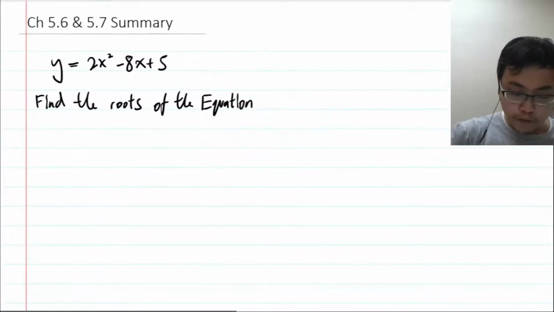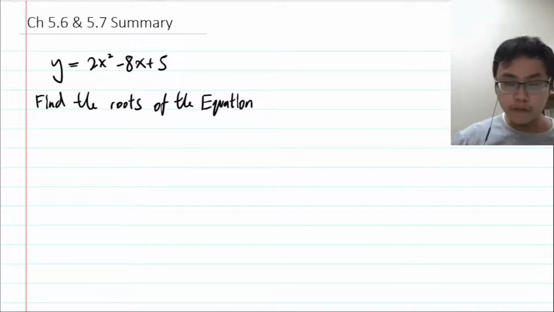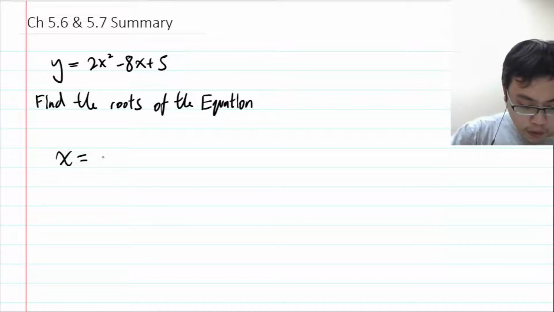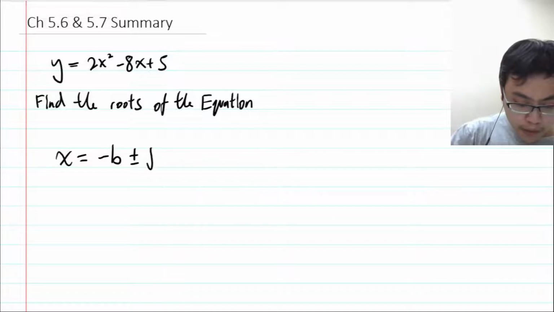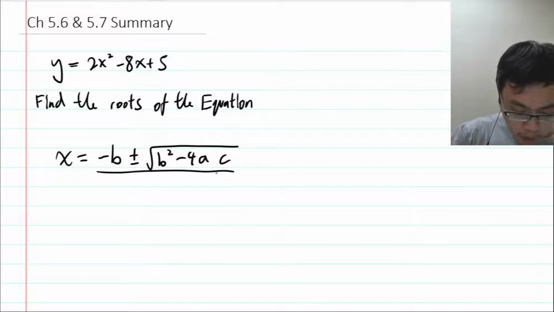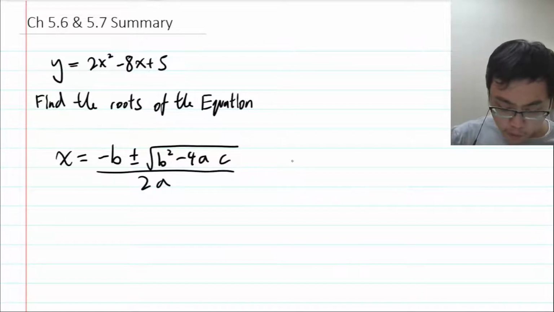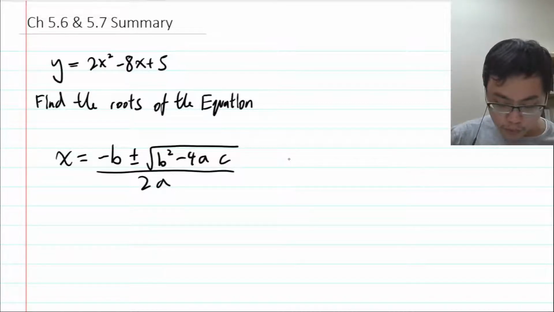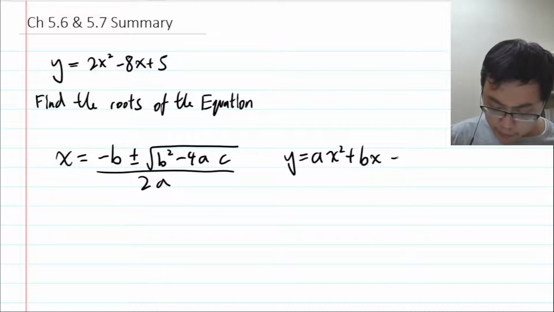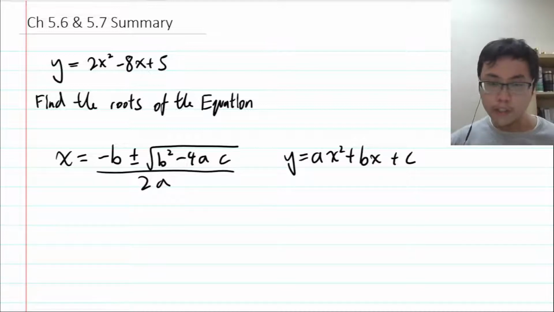I'm just going to write it down for you guys. I don't need you guys to know how to solve it, to prove it. You just need to know how to use it. So to find the roots of the equation, we just say x is equal to, and the formula goes like this, minus b plus or minus square root of b squared minus 4ac all over 2a. And this is for any quadratic equation in the form of y equals ax squared plus bx plus c. Okay, so all you have to do is substitute in the values.